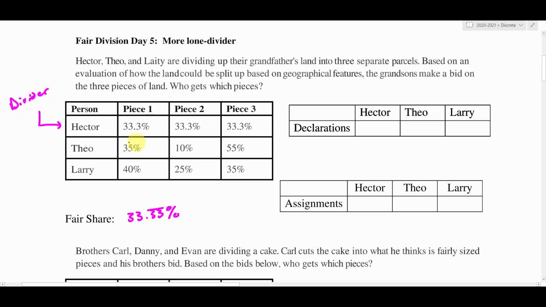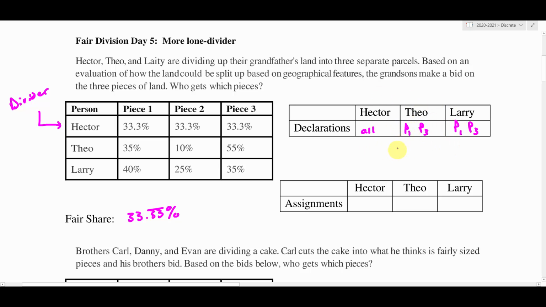So Theo would be okay with piece 1 and piece 3. For his declaration, he would say piece 1 and piece 3. He would be okay with those two pieces. Leti would be okay with piece 1 and piece 3 as well. And since Hector was the divider, he's going to be okay with all of them. That's what they mean by doing declarations.